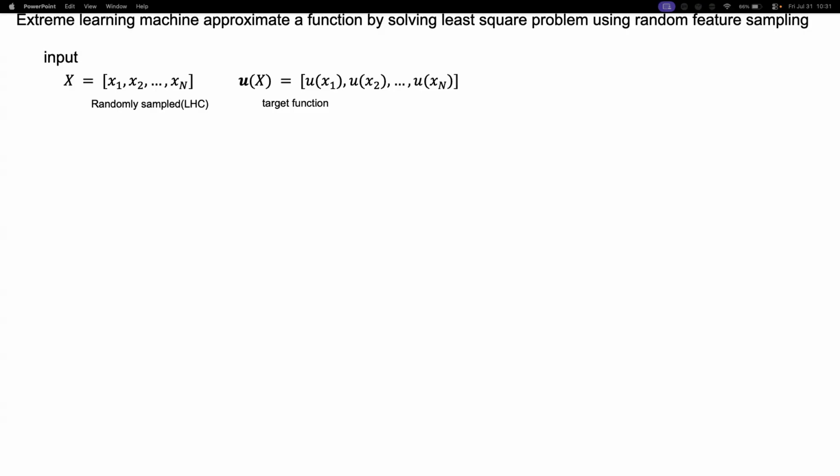In 2006, a paper was published on the so-called extreme learning machine, whose algorithm looks like this. We randomly sample some collocation points, using the Latin hypercube method. Then we put the collocation points into the true function U and get the target function. So X is the input and U is the target.